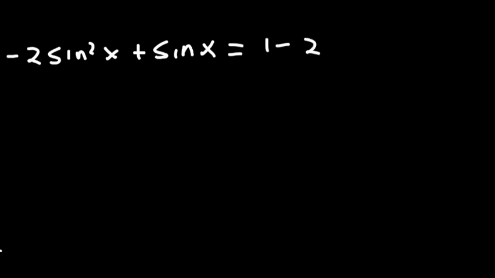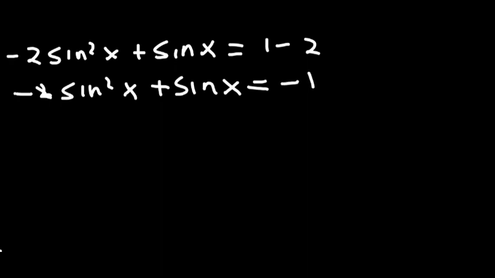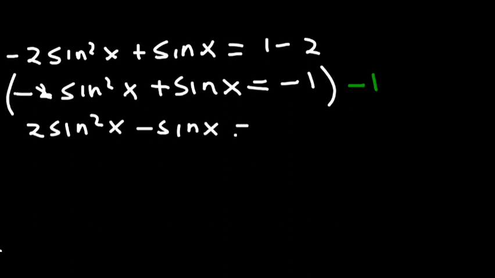So negative 2 sine squared x plus sine x is equal to negative 1. If you want to eliminate the negative which we have at the beginning, before 2 sine squared x, we can just multiply throughout by negative 1. So this is going to be 2 sine squared x minus sine x is equal to positive 1. All right, so now we've made our life easy.